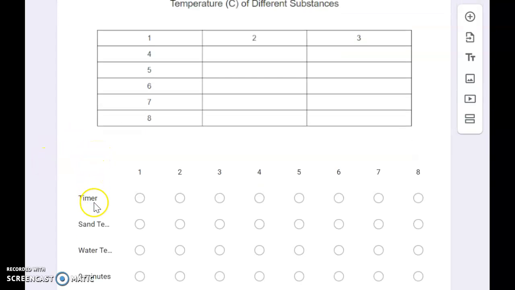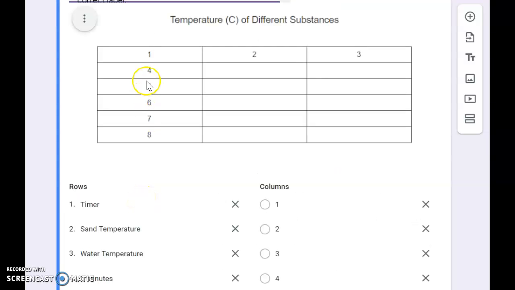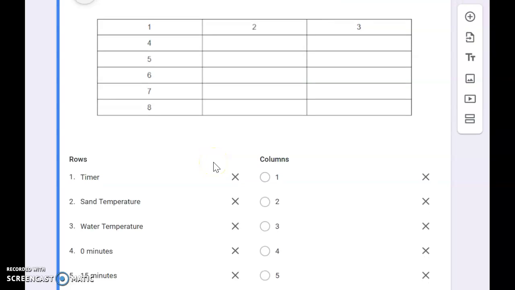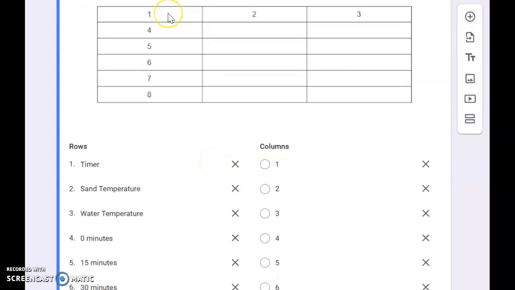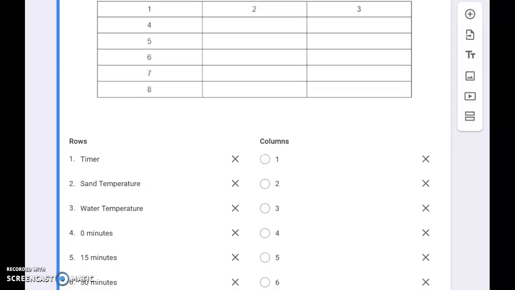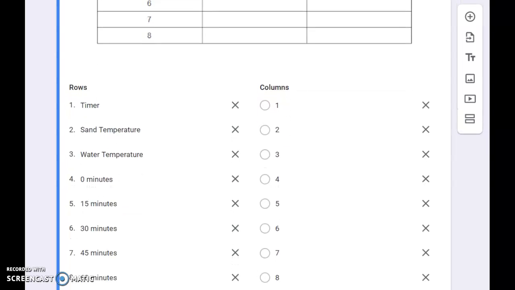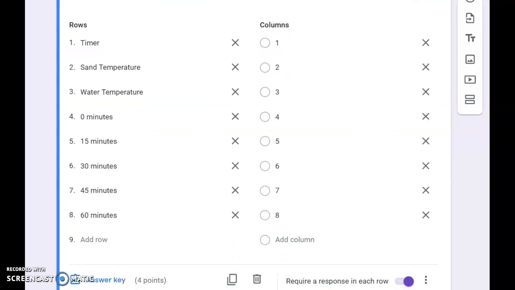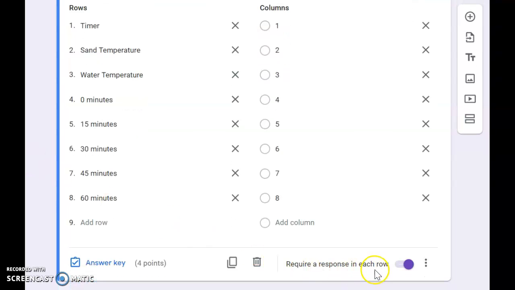For example, timer will go in the first spot or the first column. If I know that timer is going to go in the first column, then that tells me that all of my times will continue to go in the first column as well. Column 2 and 3, we said would use temperature checks. So what information could I put as my headers for temperatures? Once you have completed this, be sure to send yourself a response.